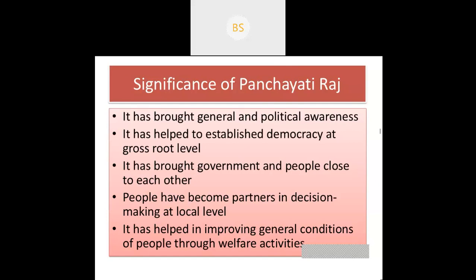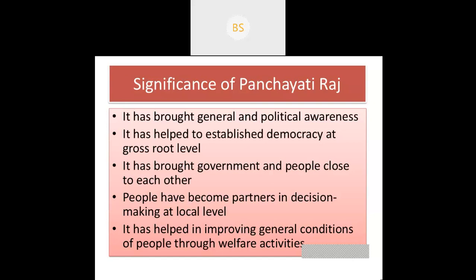Then you can see the second point: it has helped to establish democracy at the grassroots level. It means it has tried to maintain democracy. Democracy means where everyone can do their work freely. No one will try to stop them from doing their work. Everyone has equal rights to perform their work in the country. Our country is a democratic country where everyone is equal. It may be poor people or rich people, everyone enjoys equal rights.